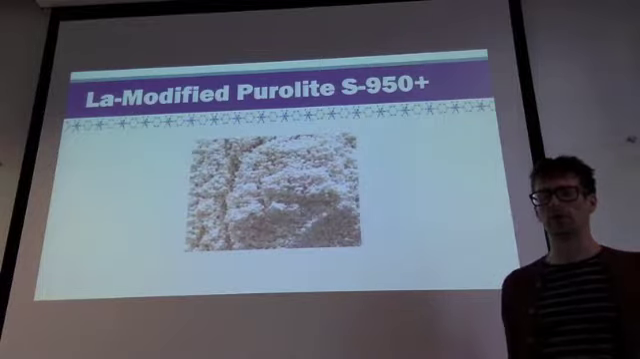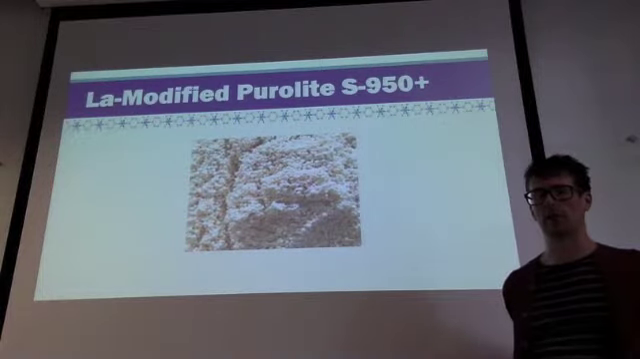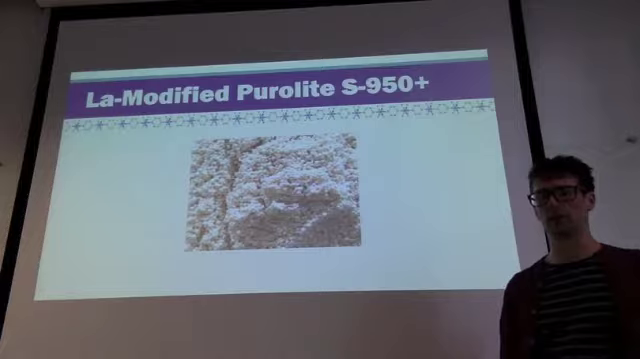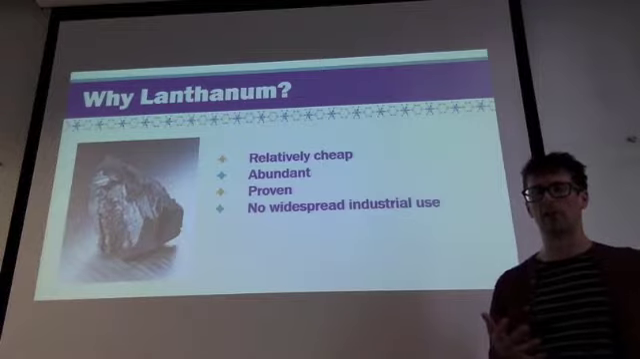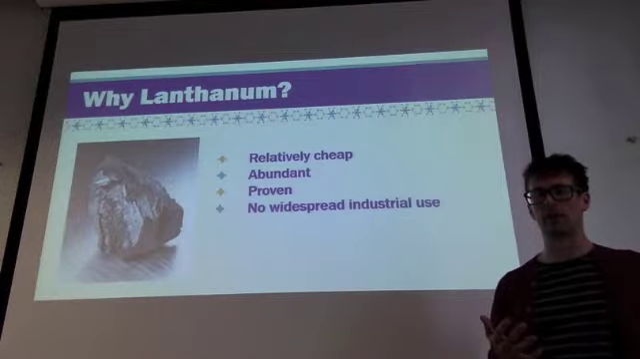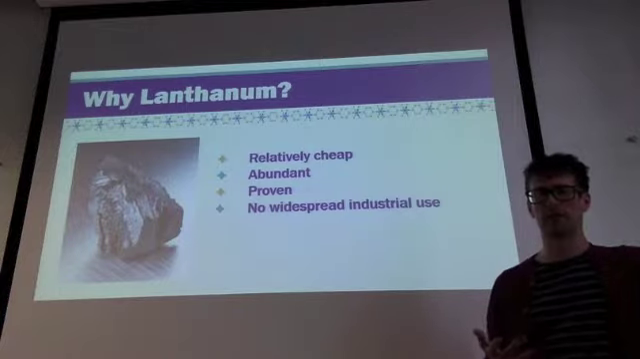And this is what the resin looks like on a macroscopic scale. Each of these little beads is around 1/4 of a millimetre in diameter. Now, one of the questions that may have come to mind is, why did we choose lanthanum as our preloading metal? Well, there are several good reasons, in fact.